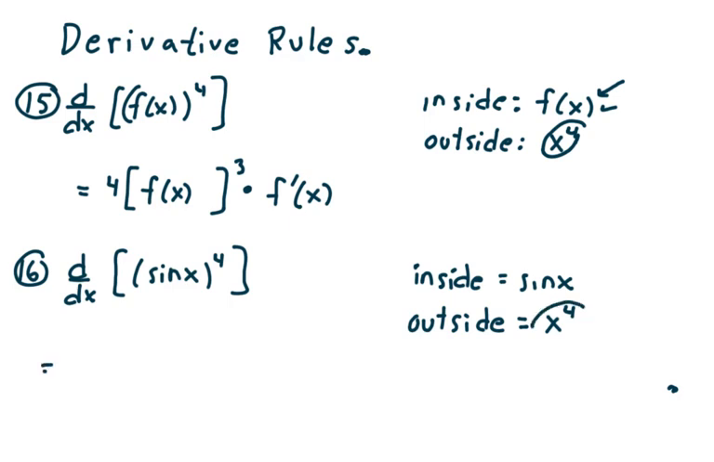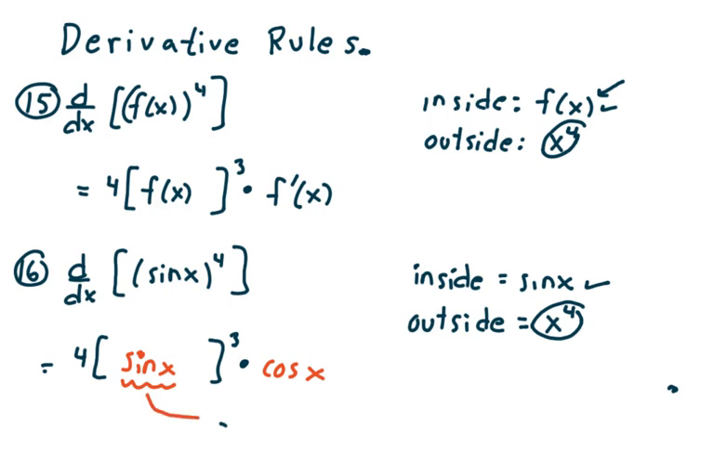But we're going to take the derivative of the outside. And we're going to multiply by the derivative of the inside function. Okay? Now, in red, I'm going to put what f of x is. That's sine of x. And then the derivative of sine of x is cosine x. So here's sine of x. This guy here is cosine of x. Okay? That's 16.